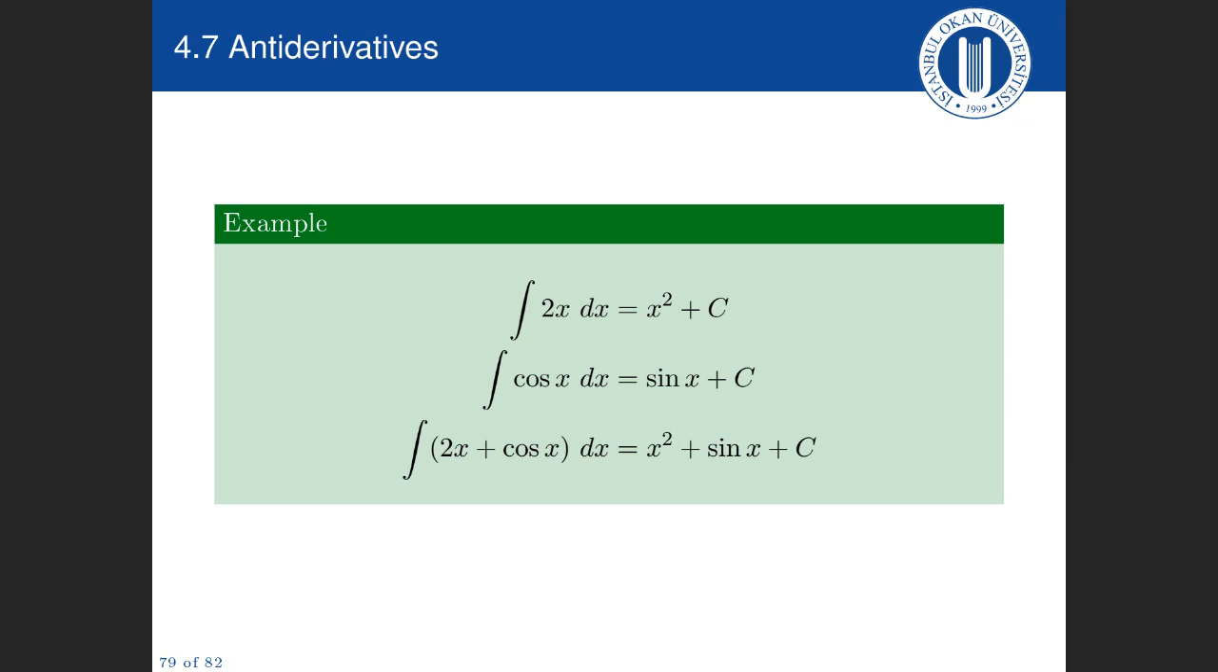So, for example, the indefinite integral of 2x, or the general antiderivative of 2x, is x squared plus c. The indefinite integral of cos x dx, that's the general antiderivative of cos x, is sine x plus c. And then adding them together, the indefinite integral, or the general antiderivative of 2x plus cos x, is x squared plus sine x plus c.